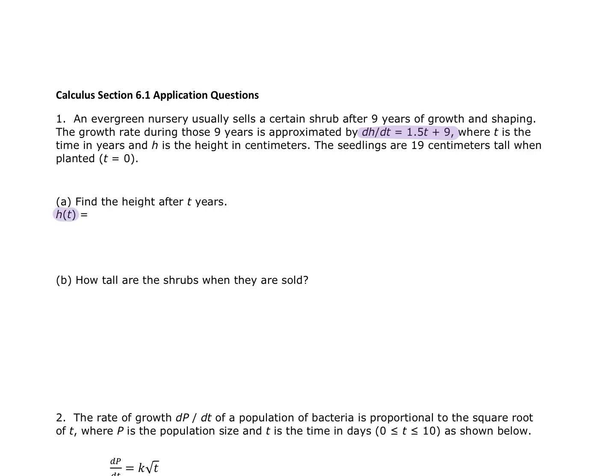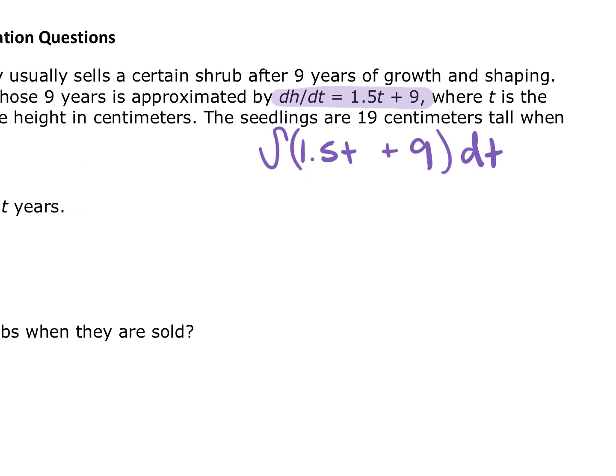So that means we have to take the antiderivative of our function here, so of 1.5t plus 9 dt here, because t is our variable. So when we take the antiderivative, I'm going to change that 1.5 to a fraction, just because I know I'm going to be dividing here, so it'll make it a little bit easier for us. So I'm going to call this 3/2. You could leave it as 1.5. Just be careful when you do the math.